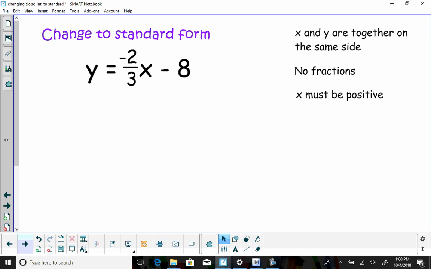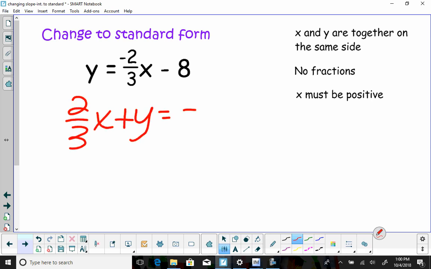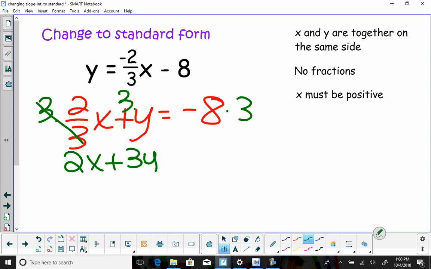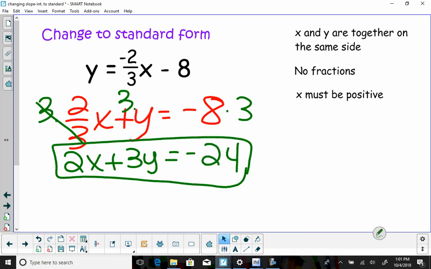All right, what'd you move? And it became positive. And then you did what? Everything times 3. So that gives me 2x plus 3y is equal to negative 24. What's wrong? All right, ask your question.